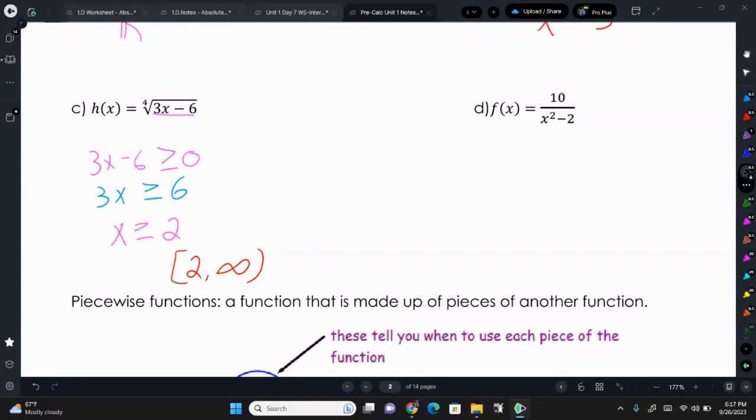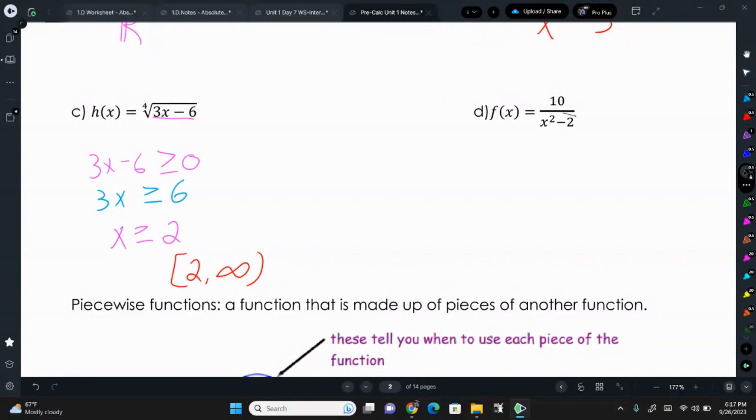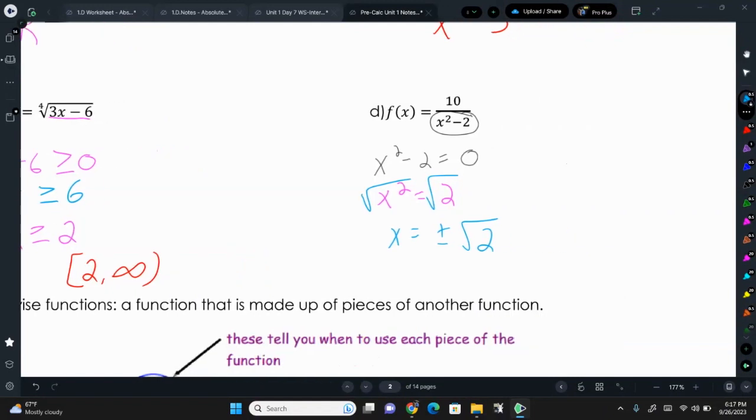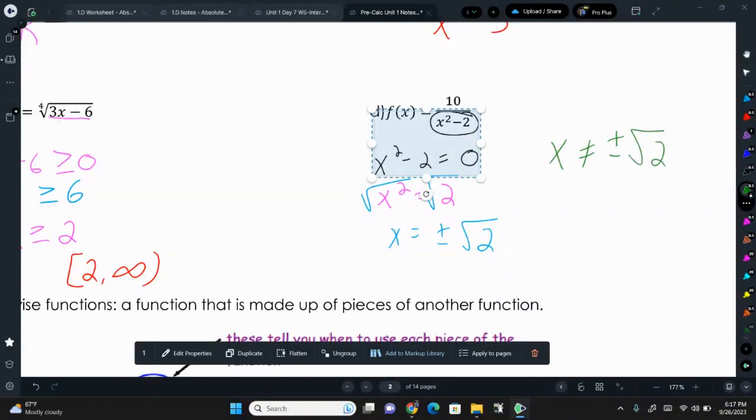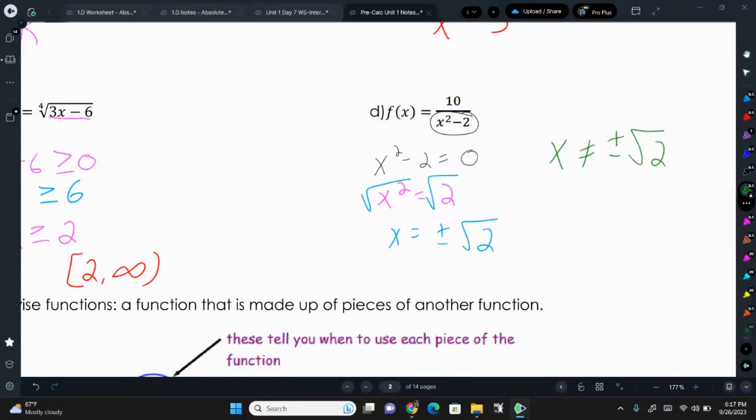Then letter D, we can't have the denominator equal 0, so x squared minus 2 equals 0. Add 2 to both sides, we get x squared equals 2. And then when we square root, we get x equals plus or minus the square root of 2. So our domain is x can't equal plus or minus the square root of 2. That would give us our domain.